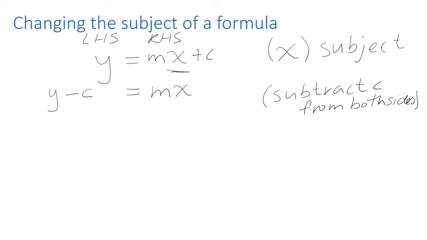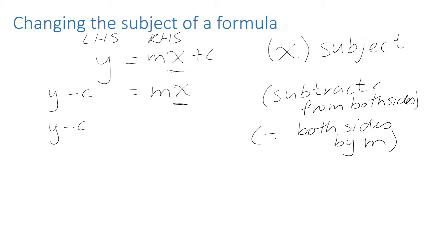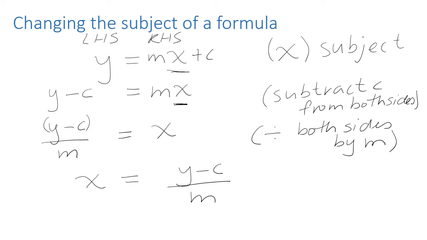Okay, so then we still want to get x by itself. So what we're going to have to do now is divide both sides by m to get x by itself. So on the left-hand side, we've got y minus c divided by m. And on the right-hand side, we've just got x left. So we can rewrite this as x equals y minus c on m. So you've got to remember, might be better to put brackets around that one. Remember that everything on this left-hand side needs to be divided by m.